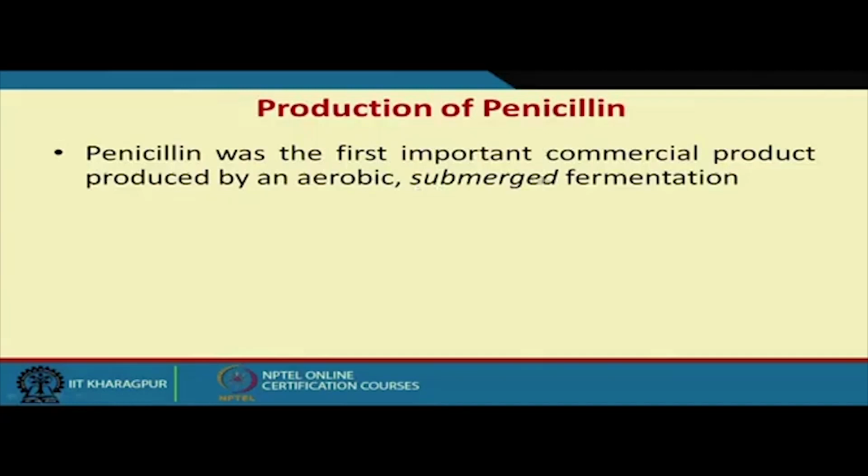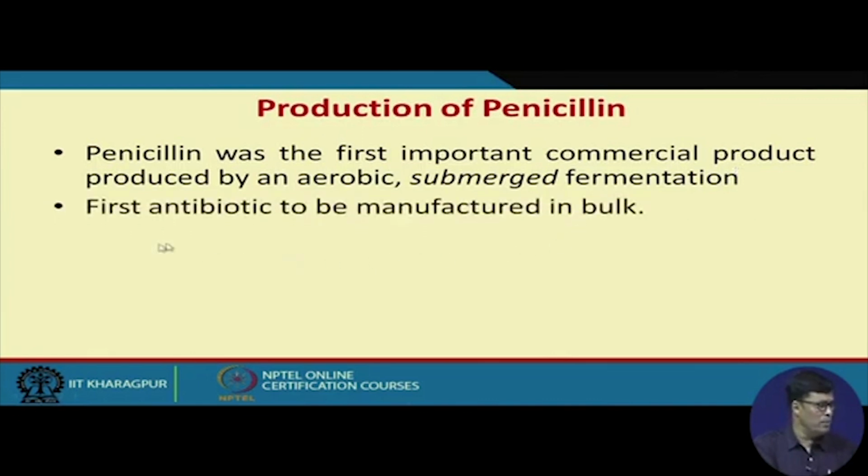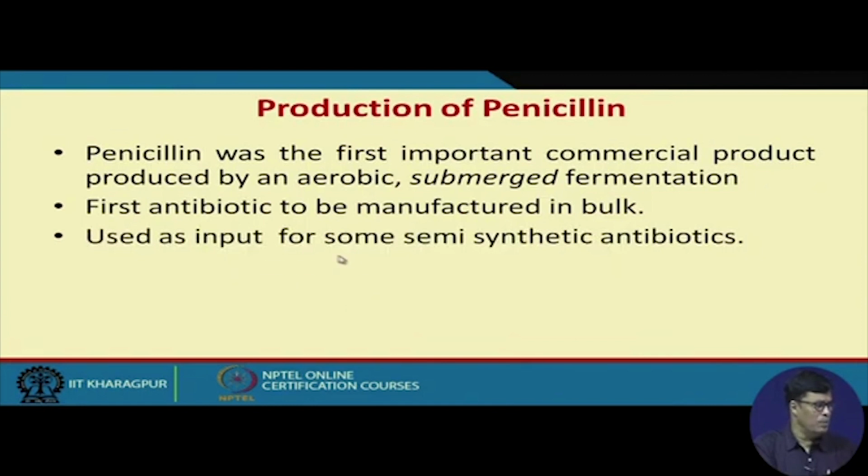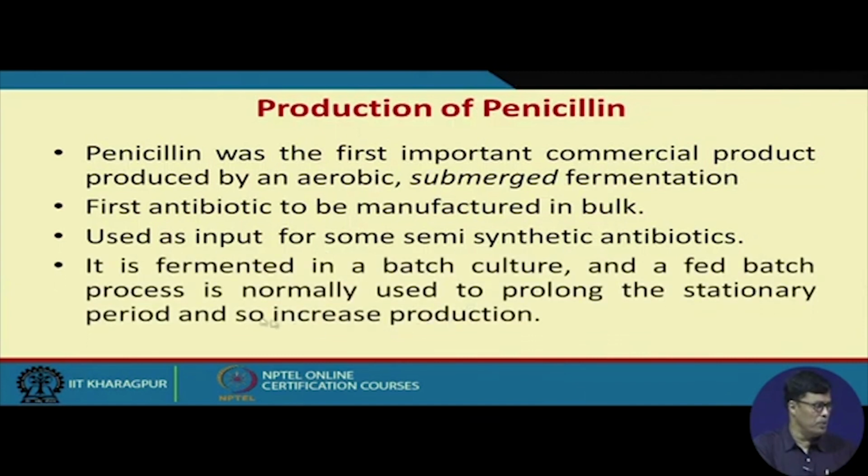Now, penicillin was the first important commercial product produced by the aerobic submerged fermentation process. It was the first antibiotic to be manufactured in bulk and used as input for some semi-synthetic antibiotics I mentioned before. It is fermented in a batch culture. A fed batch process is normally used to prolong the stationary phase, so as to increase the production.